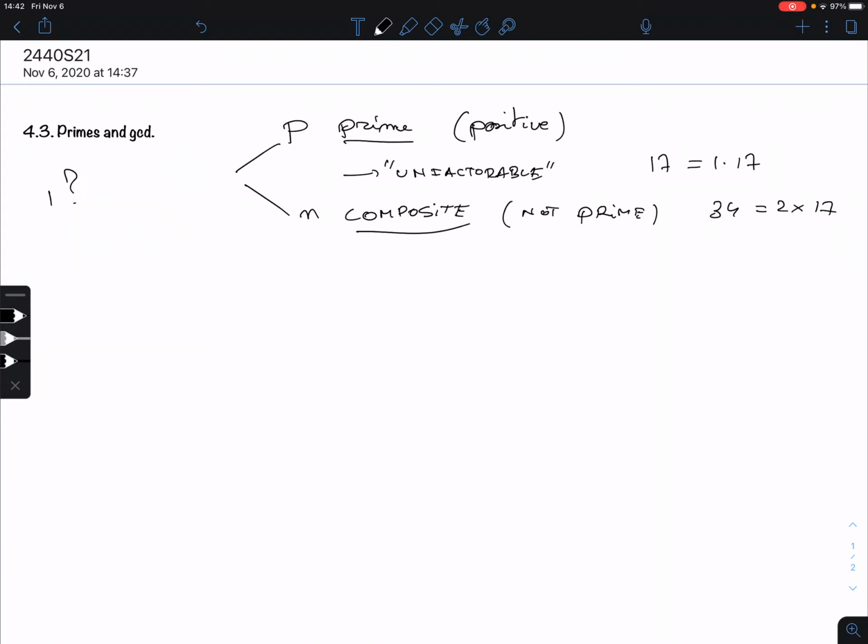Now, there's always the issue, what about 1? Well, 1 is kind of neither. It's kind of an outsider in this whole story. 0 is a bit of an outsider too, and 0 and 1 are kind of silly numbers we don't talk about. So I'm not going to say anything about it. It's not considered a prime, it's not considered composite. Okay. All right. So how do we find prime numbers?